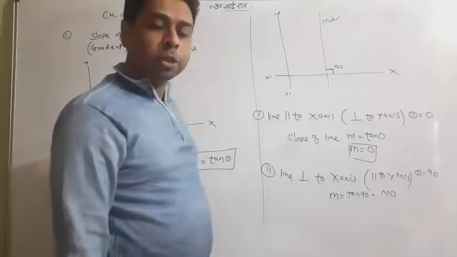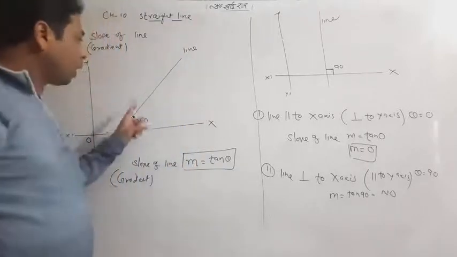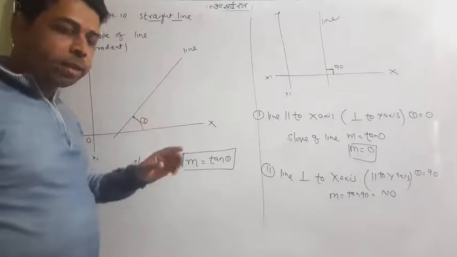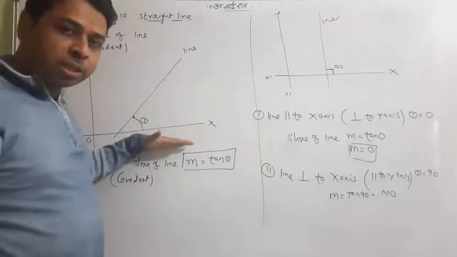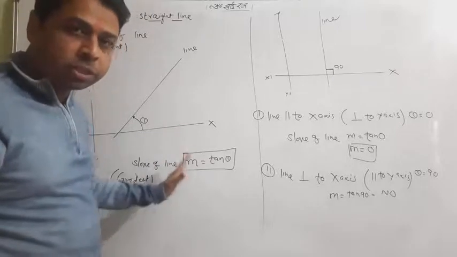So hope it is very clear in your mind. Whenever the angle of the line with the positive direction of x axis is given, you can find the slope or gradient of the line, which is tan theta.